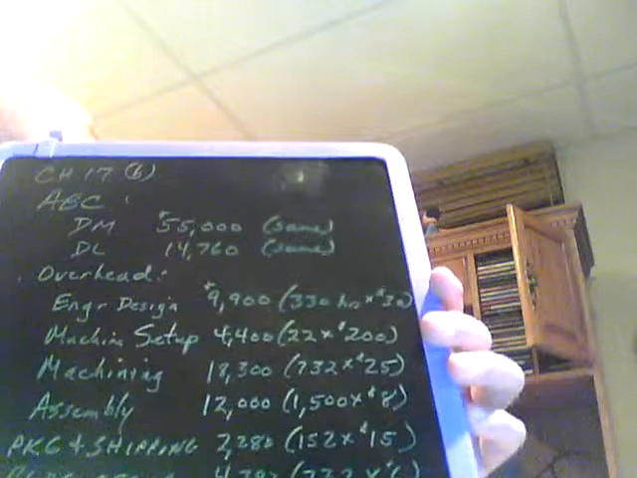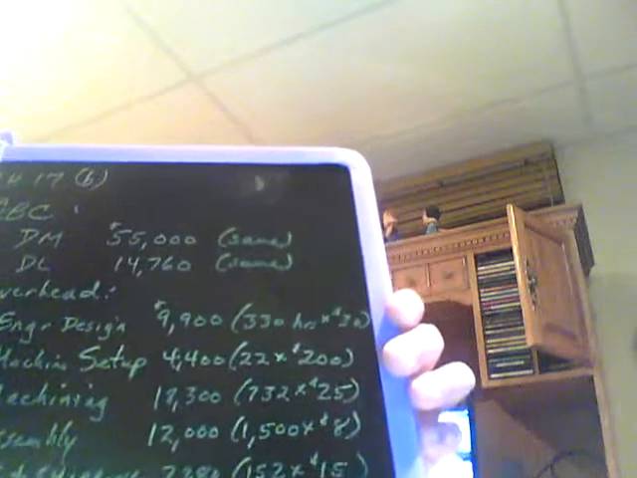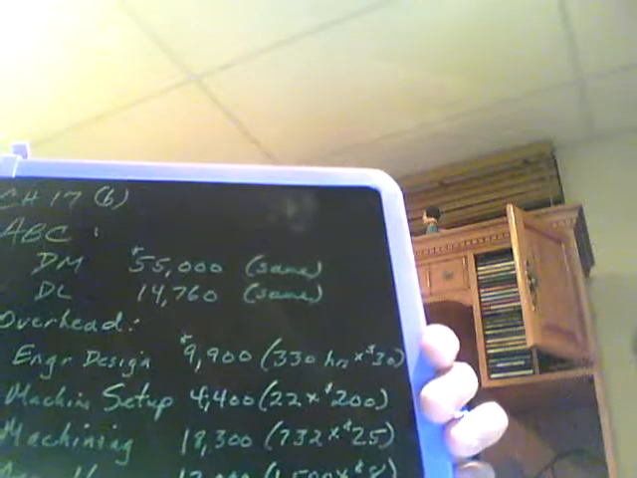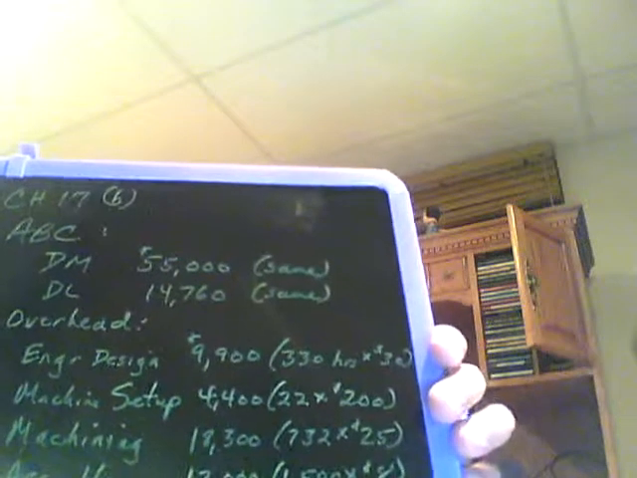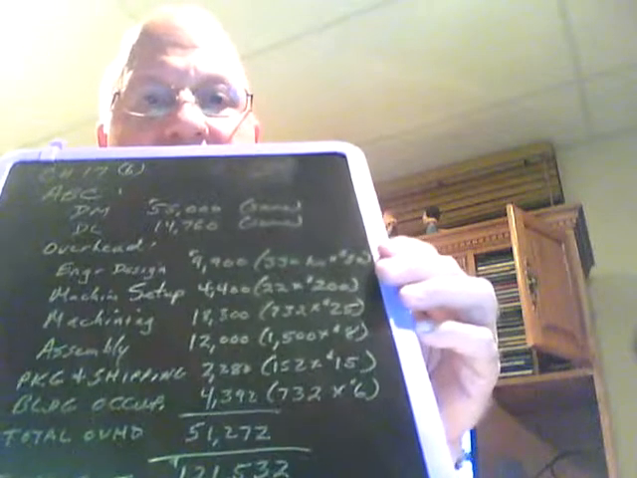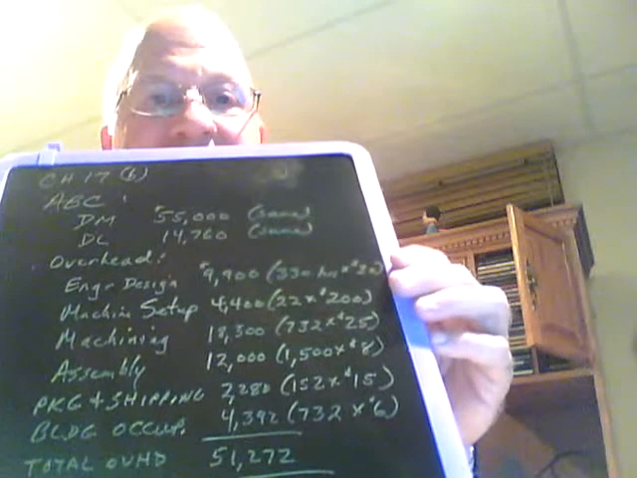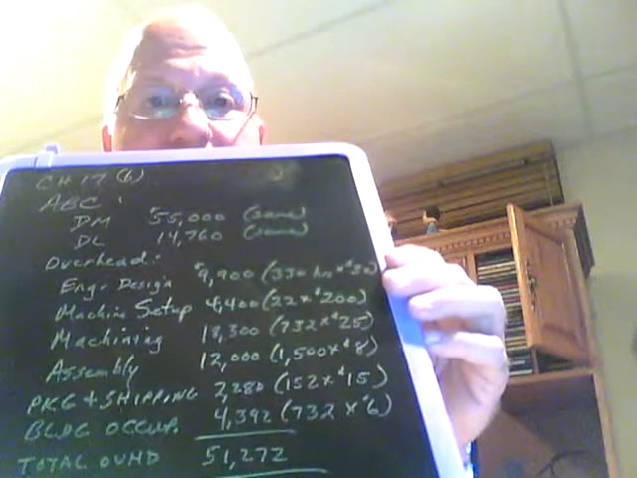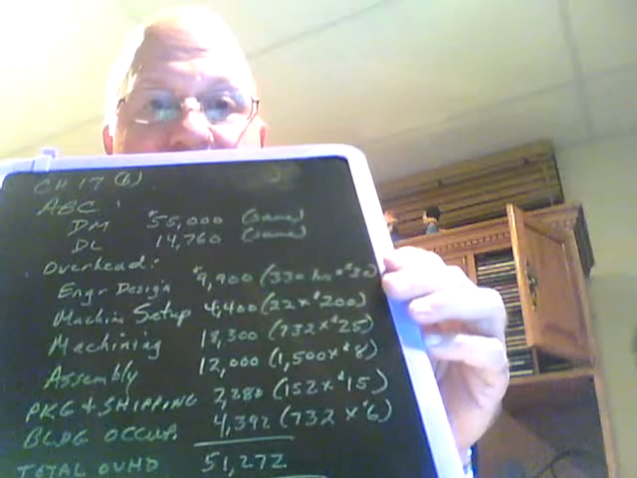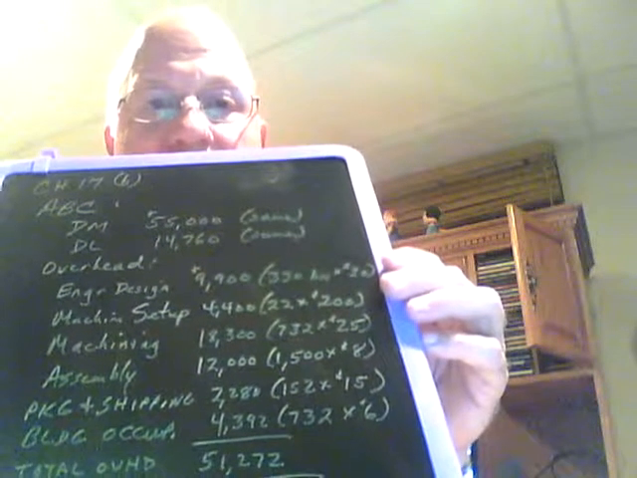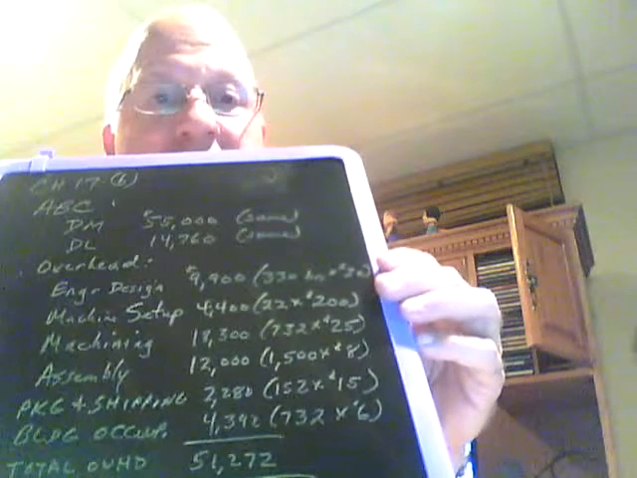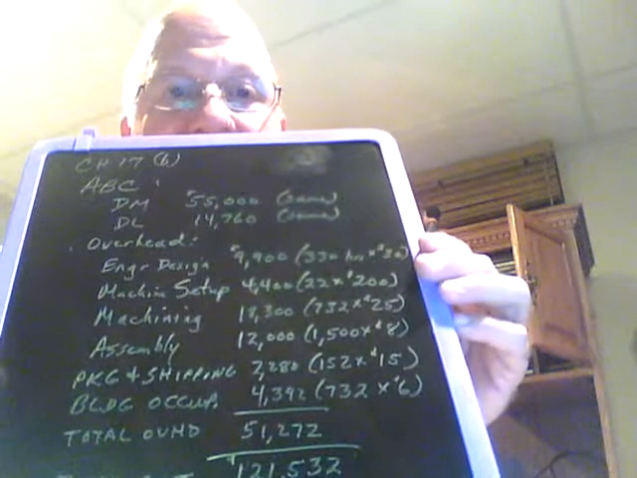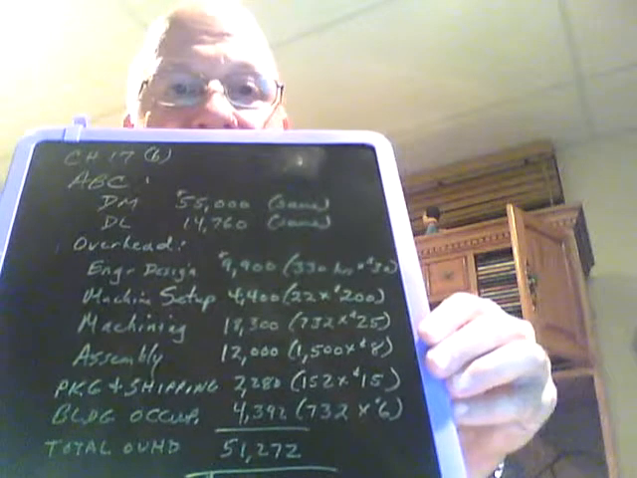Building occupancy is based on machine hours and a charge of $6 per hour, and a total of 732 hours. So you can see that matches the machining hours that were charged above. But this has to do with building occupancy. So that cost comes out to $43.92. We add all 6 of those overhead items together, we get $51,272 as our total overhead cost.